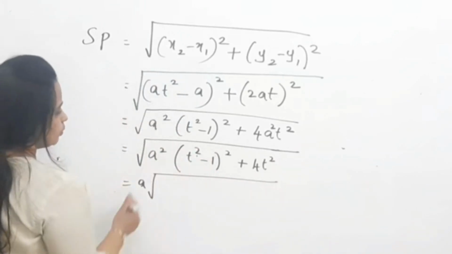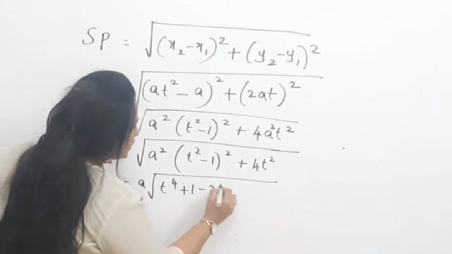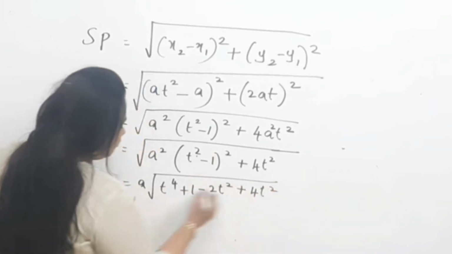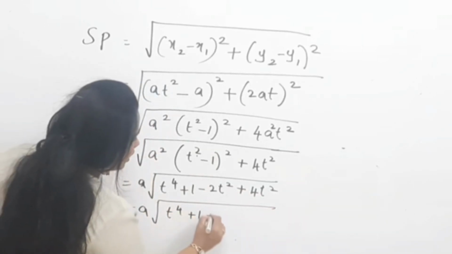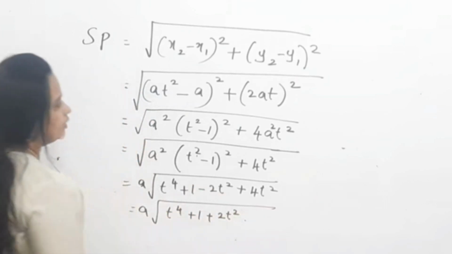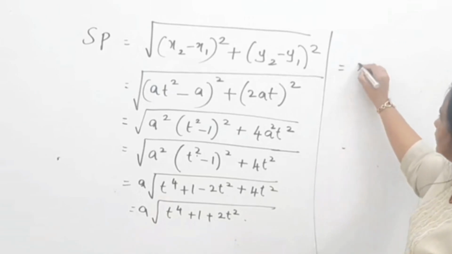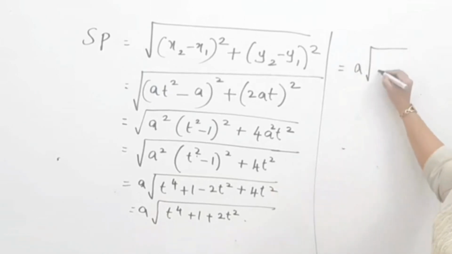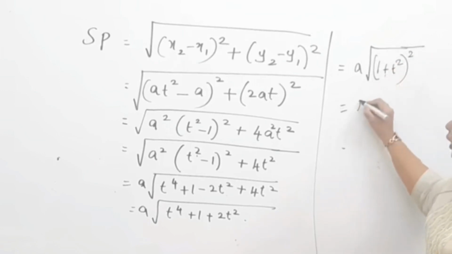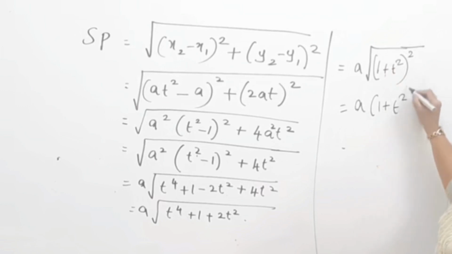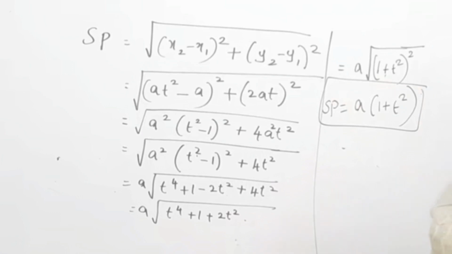That becomes, I am going to expand it, t power 4 plus 1 minus 2t square plus 4t square, which is equal to a into square root of t power 4 plus 1 plus 2t square. This again I would have my expression using the identity, a into square root of 1 plus t square the whole square. When I take the square root, it becomes 1 plus t square. This is my SP.